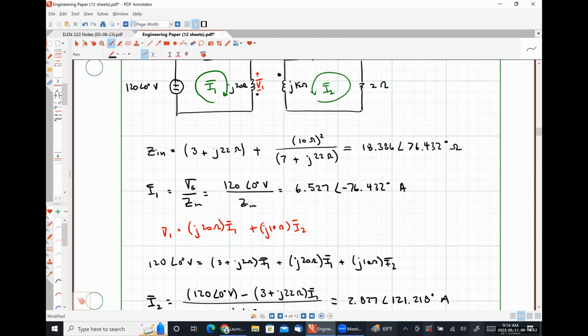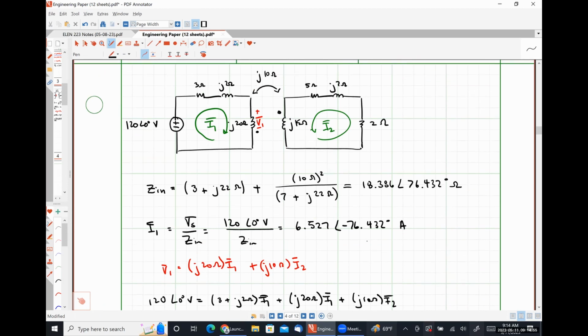Once we know I2, we could then calculate the voltage drop across the output load resistor here, the 2 ohm resistor, or we could figure out the power delivered to the load by using our complex power relationship, stuff like that. But the process is the same. Find Zn so that you can find I1, so that you can find I2, and from that point, you know everything that you could possibly know about the circuit in one minute.